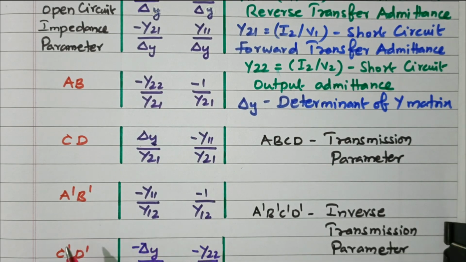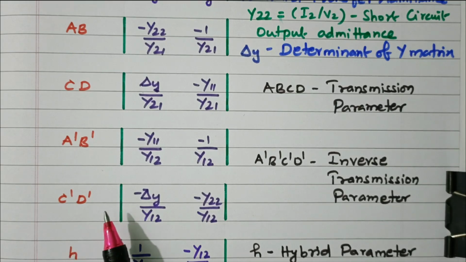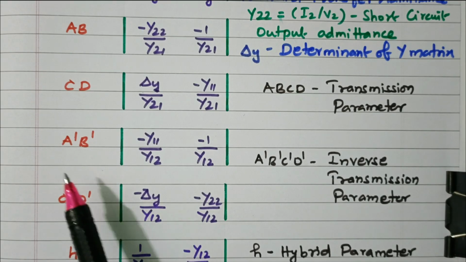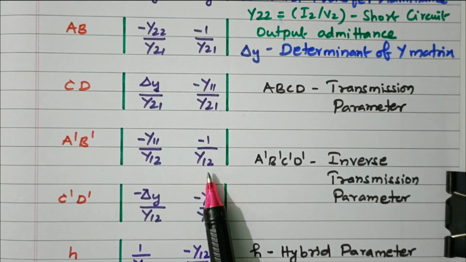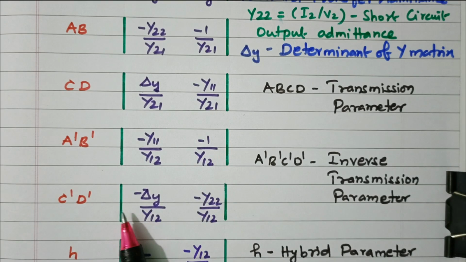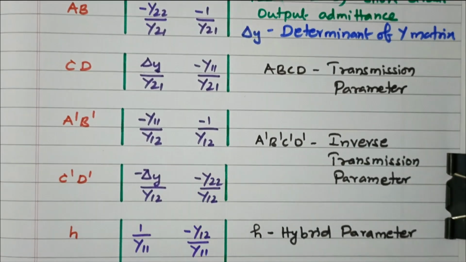Then A dash, B dash, C dash, D dash, that is the inverse transmission parameter. These parameters are normally used in transmission lines while designing the transmission line. So A dash, B dash is minus Y11 divided by Y12, minus 1 by Y12. While referring to C dash, D dash: minus delta Y divided by Y12, minus Y22 divided by Y12. So the denominator is Y12 for all the cases, and the numerator is different.